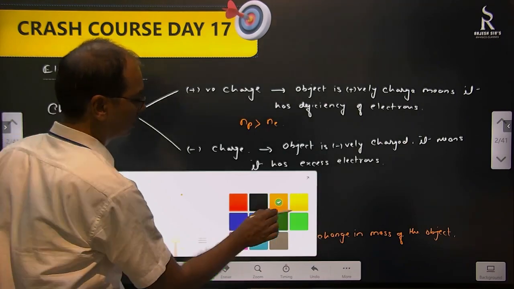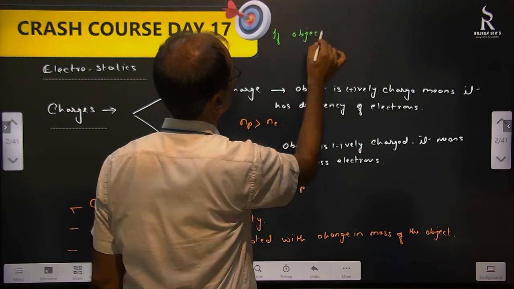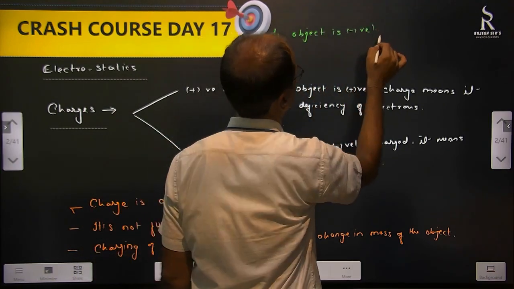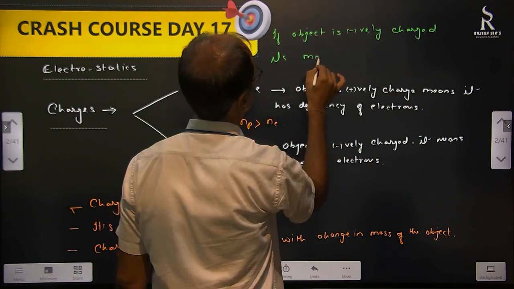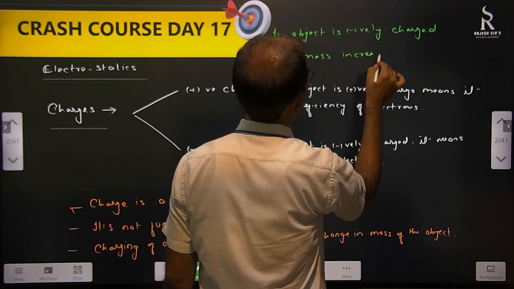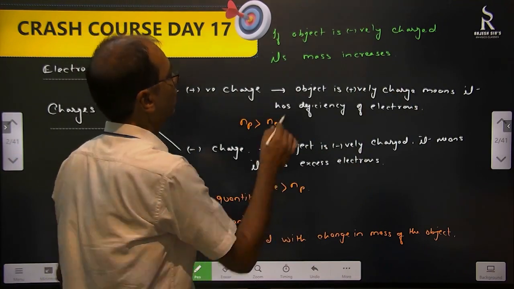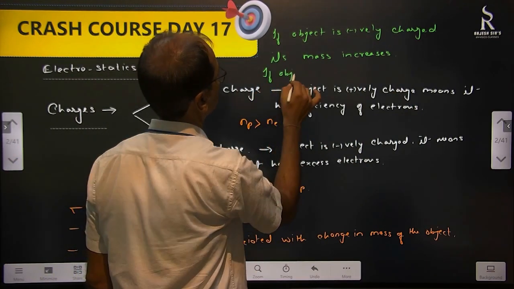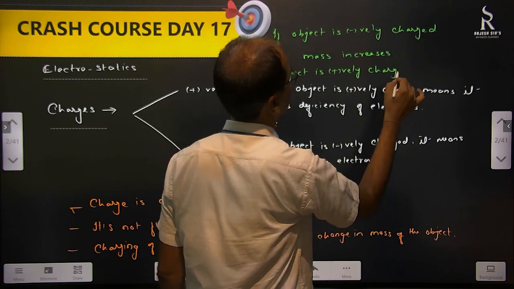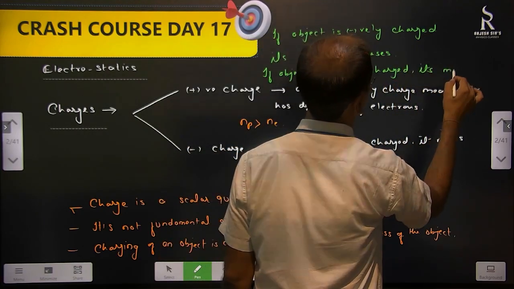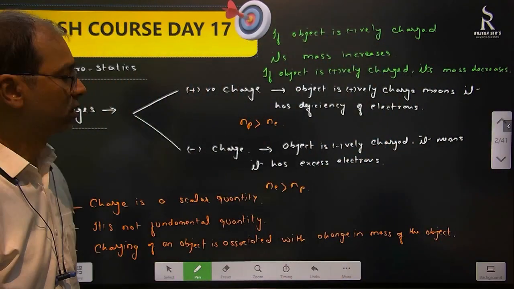That means if an object is positively charged, its mass decreases. Its mass decreases.